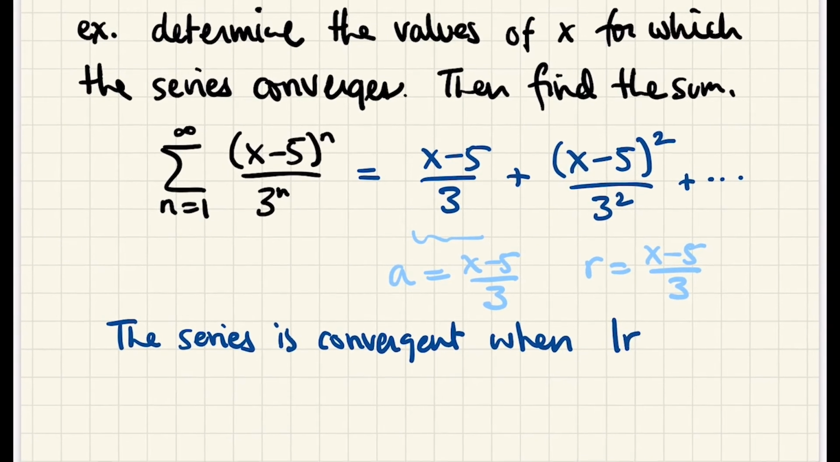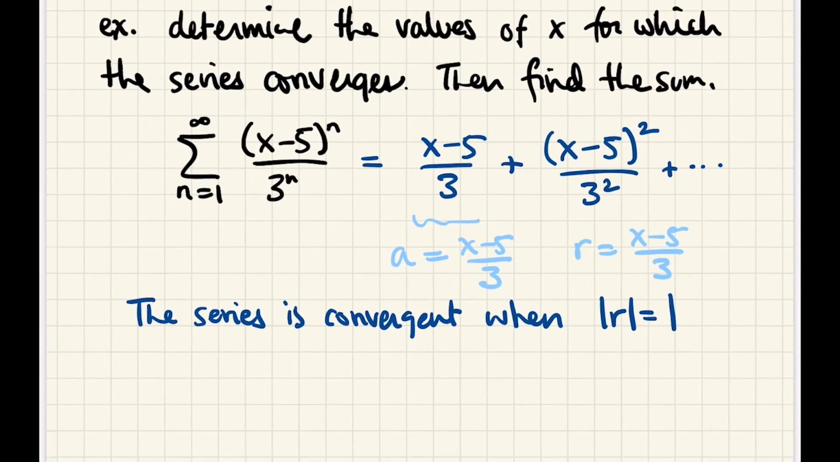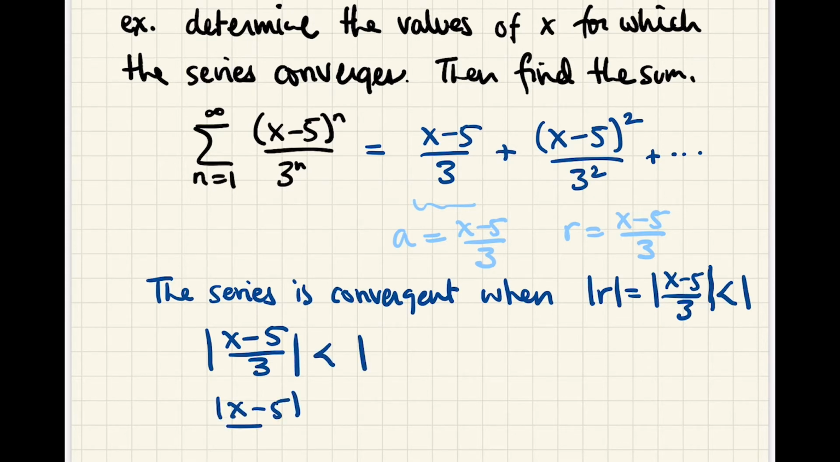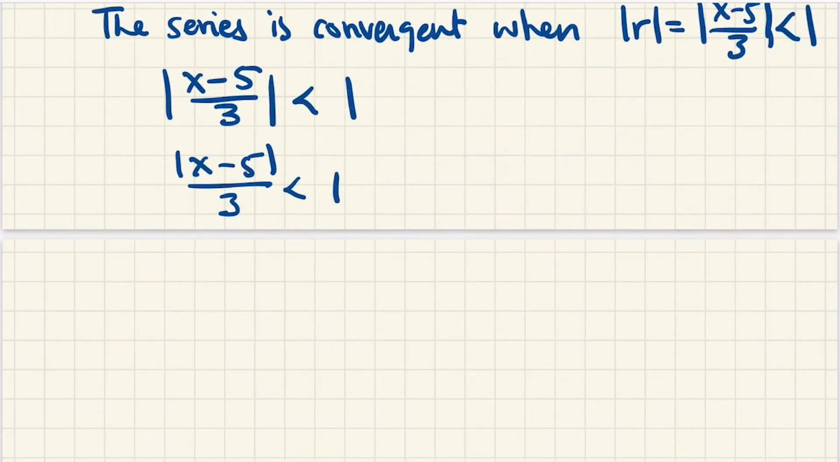So the series will be convergent when the absolute value of r, which is the absolute value of (x minus 5) over 3, is less than 1. So we're just going to solve that inequality for x. Let's distribute the absolute value across the quotient, which you're allowed to do because 3 is positive. Multiplying both sides by 3, we get the absolute value of x minus 5 is less than 3.